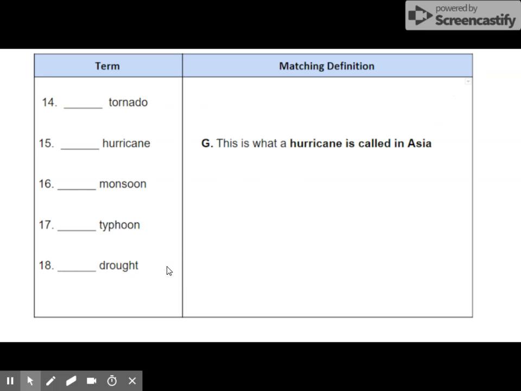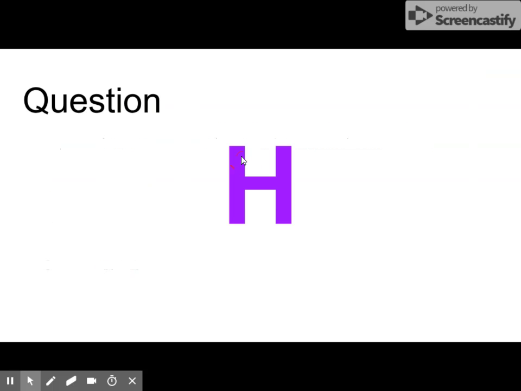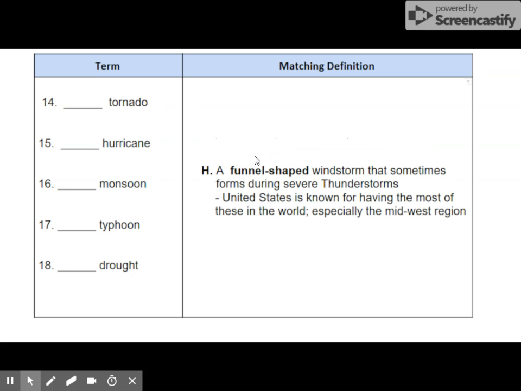Question G. This is what a hurricane is called in Asia. Tornado, hurricane, monsoon, typhoon, or drought. Question H. A funnel-shaped windstorm that sometimes forms during severe thunderstorms. The United States is known for having the most of these in the world, especially the Midwest region. Tornado, hurricane, monsoon, typhoon, drought.